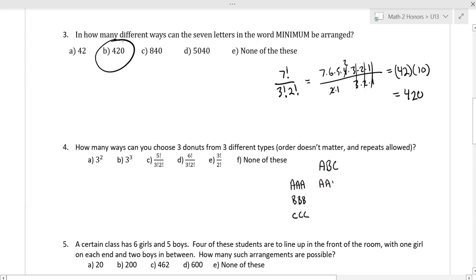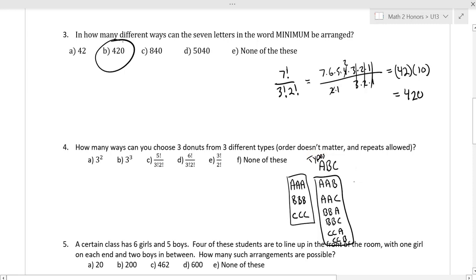So we have 2 A's and a B. We can have 2 A's and a C. Order doesn't matter, so I'm not going to worry about switching order around here. We have 2 B's and an A, 2 B's and a C. You can have 2 C's and an A, and 2 C's and a B. So those are the 2 of a kind. So this is all the same kind. This is 2 of a kind. These are the types.